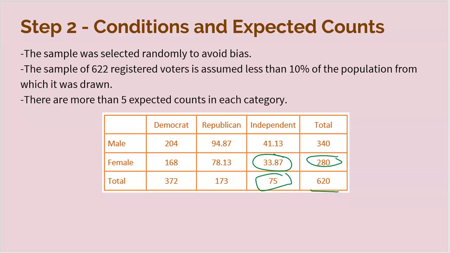Just as an example of where these numbers are coming from, 60% of people, 372 out of 620, are Democrat. If there is no association, of the females, 60% should be Democrat. Of the males, 60% should be Democrat. So these numbers aren't the exact same numbers, but they are proportionally equivalent, if that makes sense. That's another key thing here. A lot of kids sometimes make a mistake on chi-square tests and they use proportions.